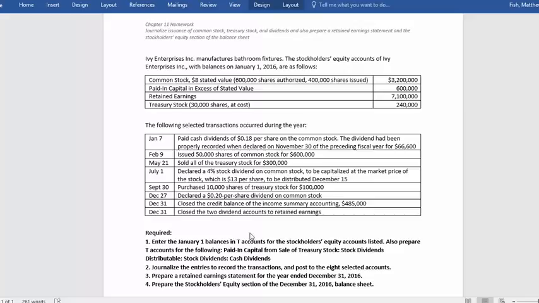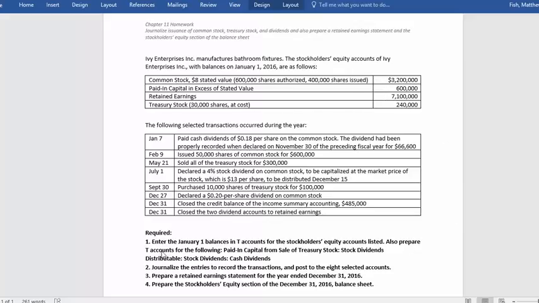A couple of things. I did this in Excel. The first thing I'm asking us to do is to create all the T accounts, and this is a good habit for you to get into because it forces you to visually see what goes on behind the scenes in the accounts as we journalize each of these transactions. So we have to create a T account for all the items listed in the stockholders equity section of the balance sheet, all four of these accounts.